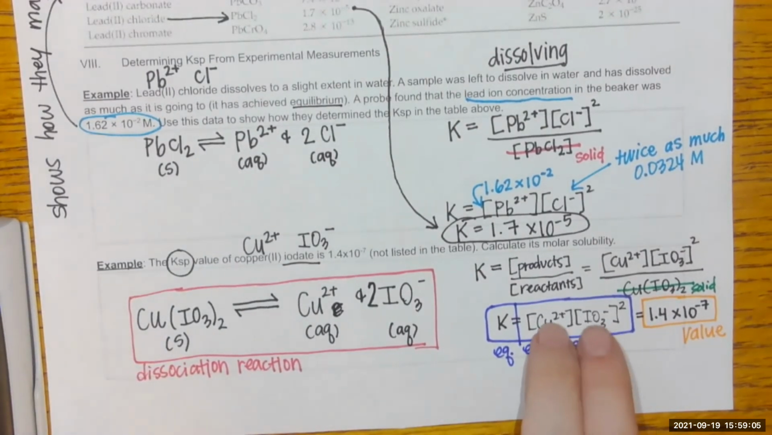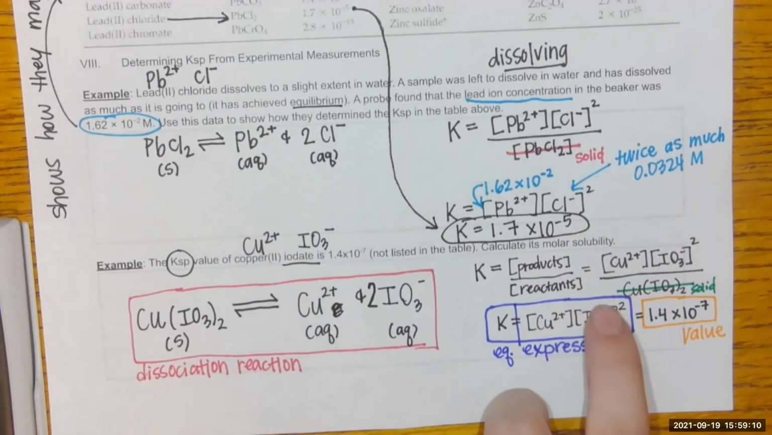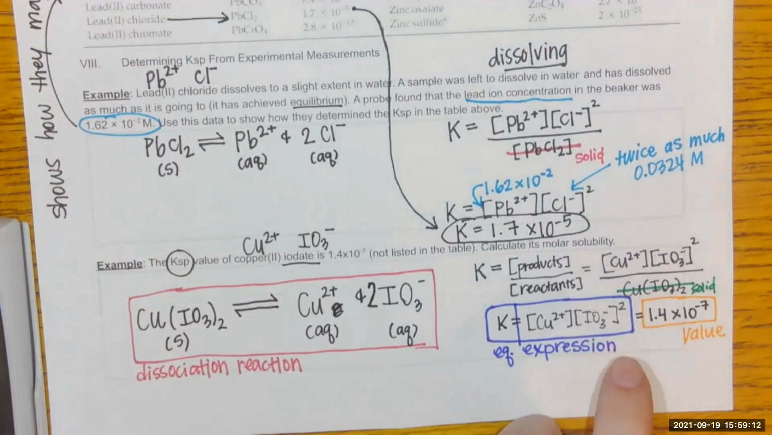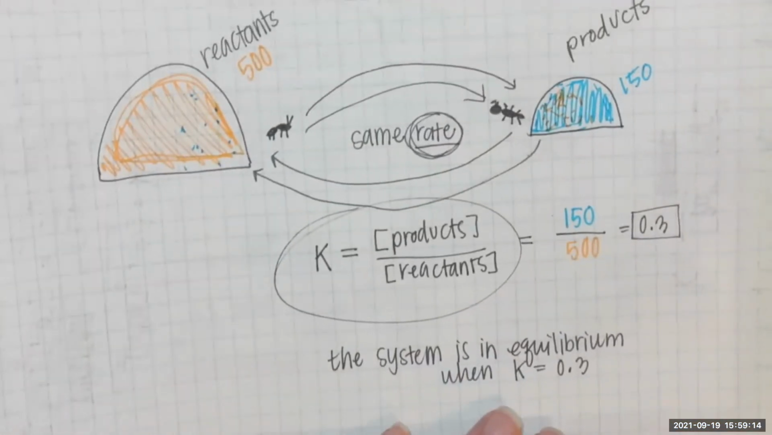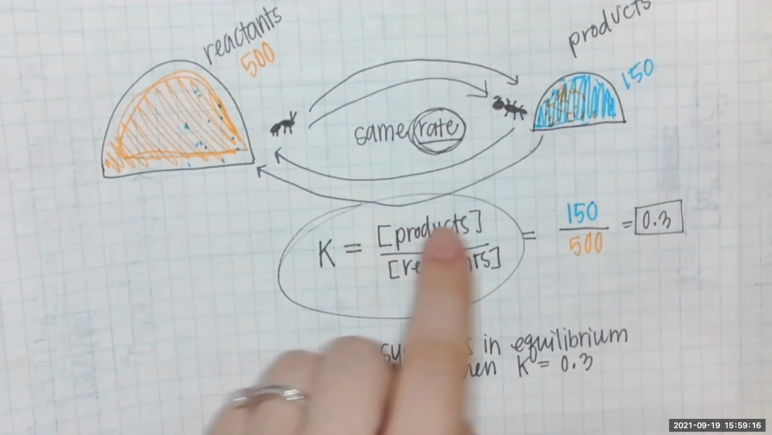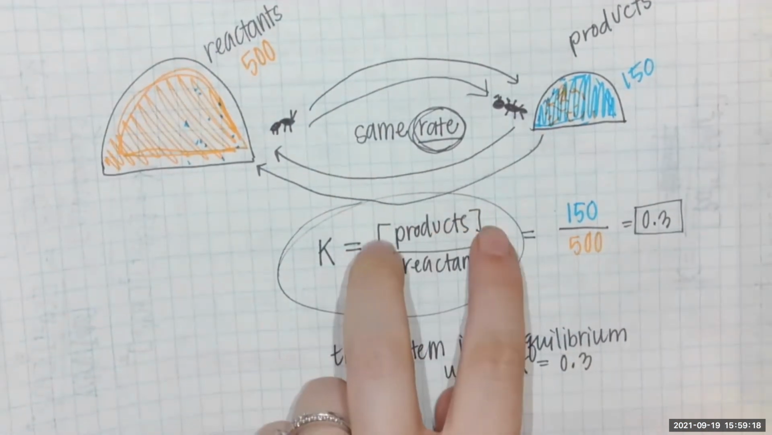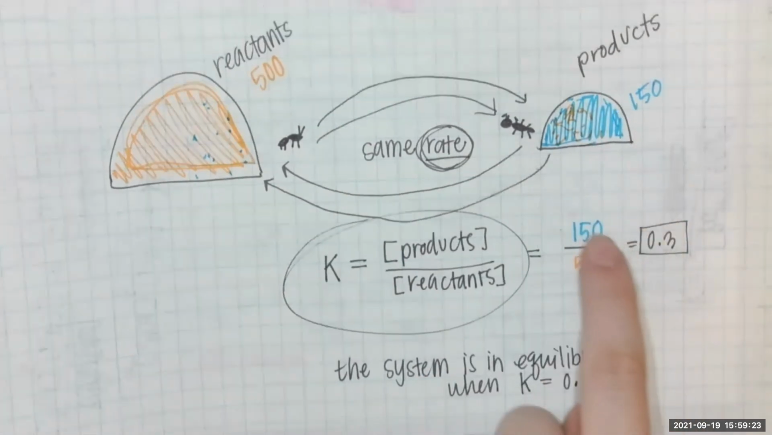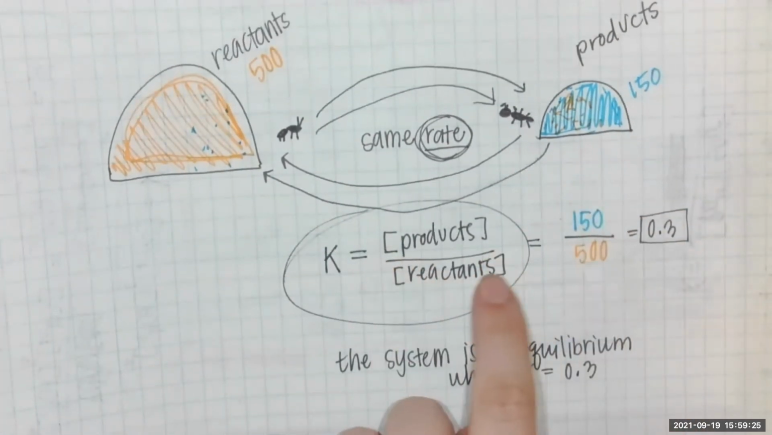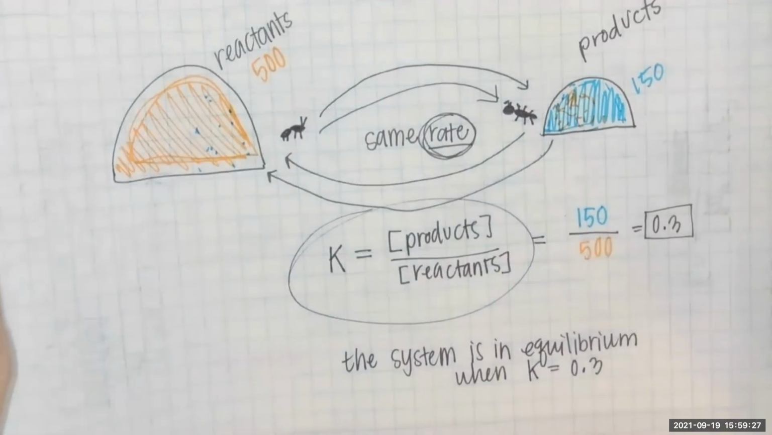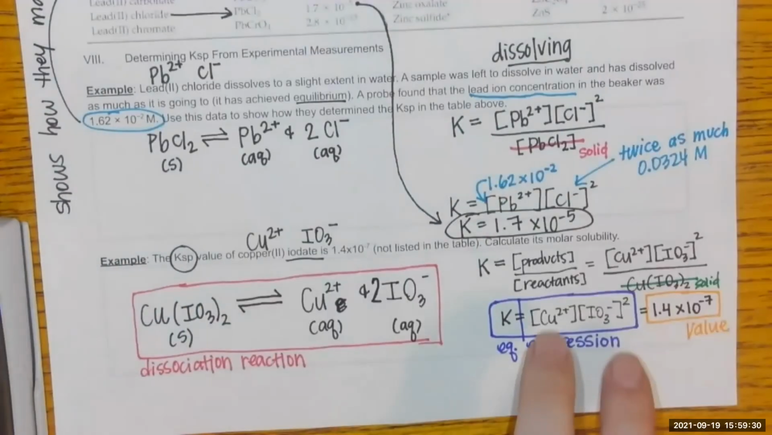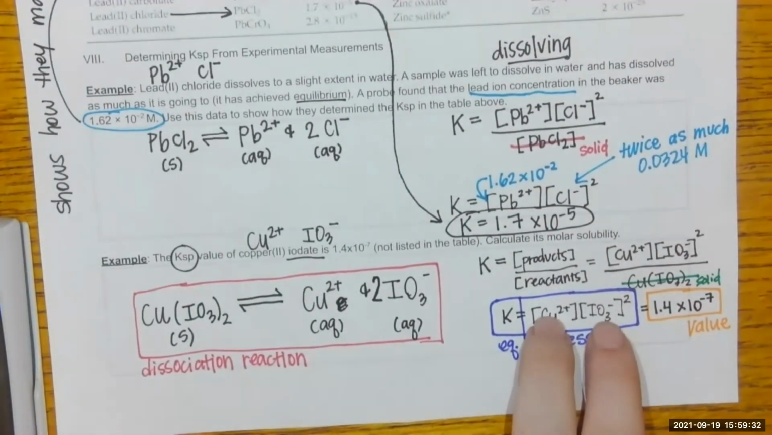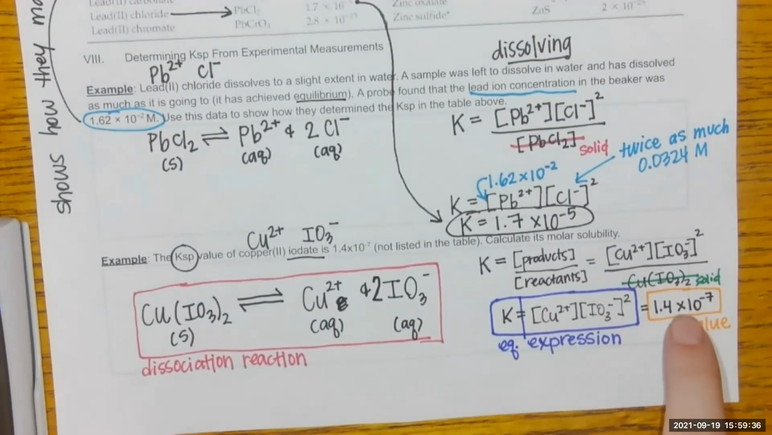Calculate the numbers for the piles because brackets mean concentration, just like over here. The products pile in brackets, I estimated from my picture, I was like, oof, not a very big pile, maybe 150. How big is this pile? 500. We're wondering the same thing. What numbers go in here to make 1.4?